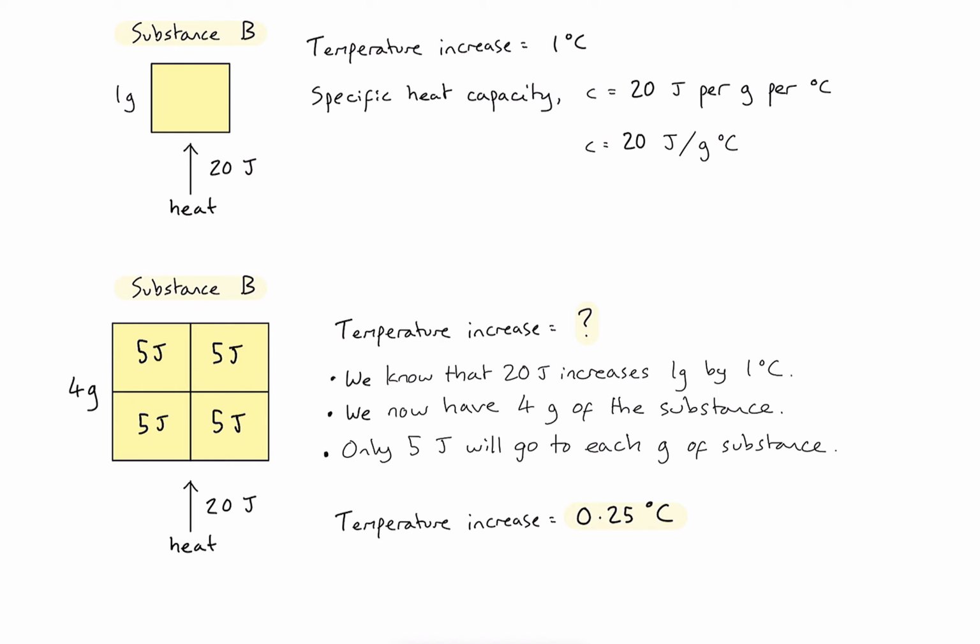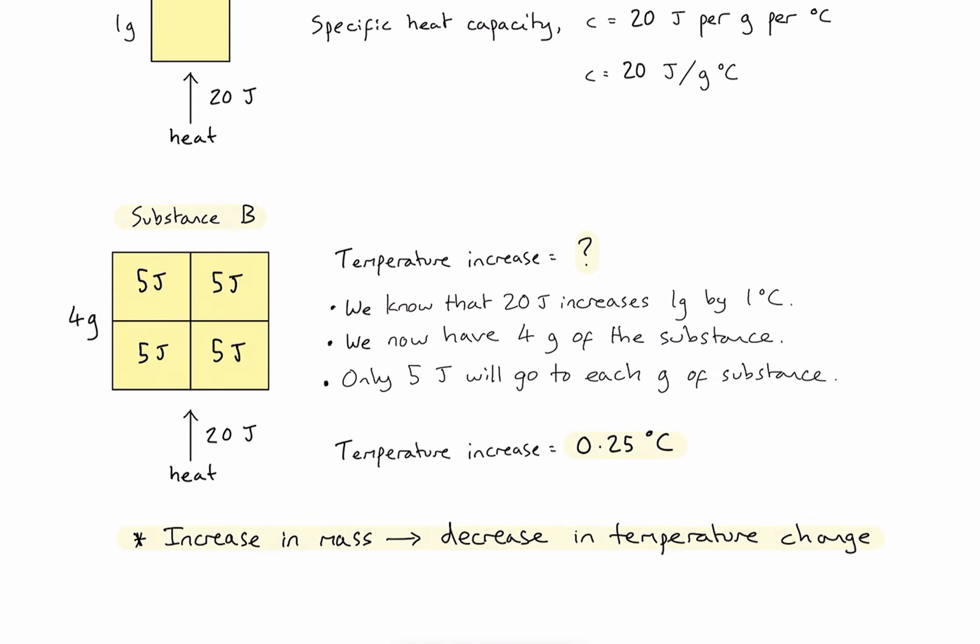So what this shows us is that the increase in mass of my substance means that there is a decrease in the temperature change. So my temperature has not gone up by so much because there's more of that substance that is being heated. Okay, let's have a look at a third example, this time using sample C.